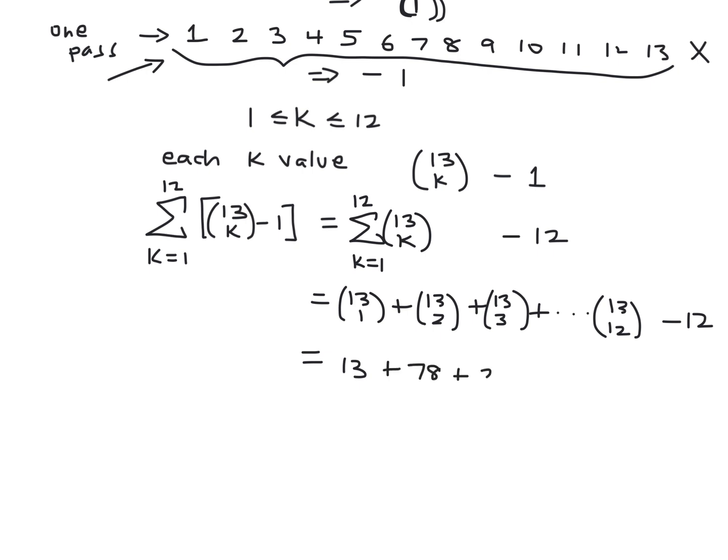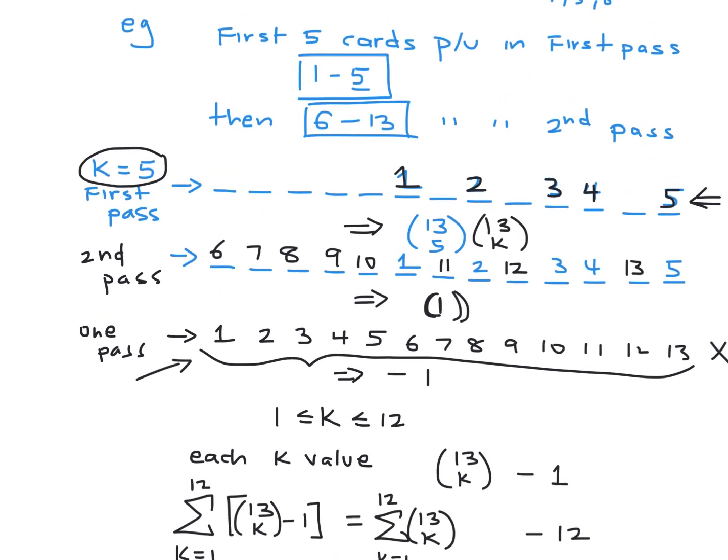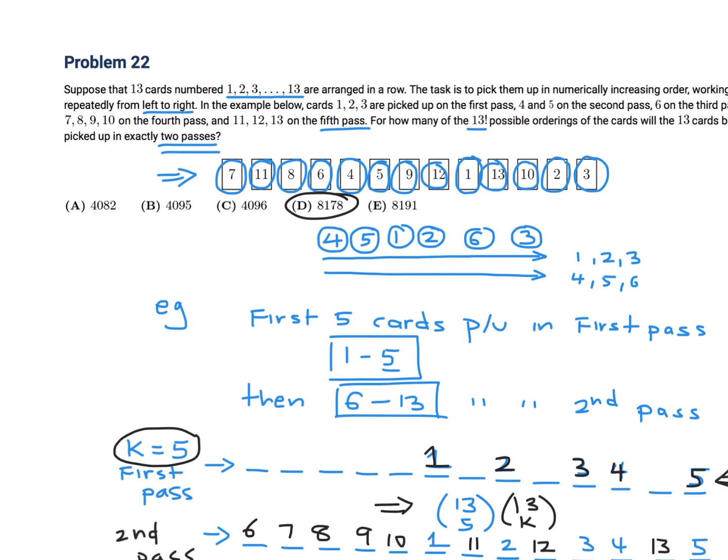1378, 286, 715, 1287, 1716, 1716 again, 1287, 715, 286, 78, 13, and then don't forget that minus 12. And when you calculate this, it's 8178. And 8178 is choice D for this question number 22.